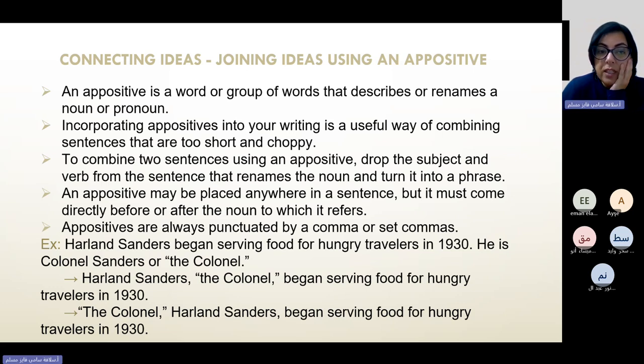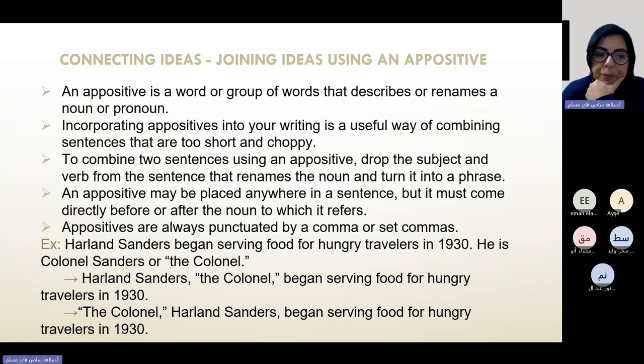Joining ideas using an appositive. What's an appositive? An appositive is a word or group of words that describes or renames a noun or pronoun. Incorporating appositives into your writing is a useful way of combining sentences that are too short and choppy. To combine two sentences using an appositive, you drop the subject and verb from the sentence that renames the noun and turn it into a phrase.